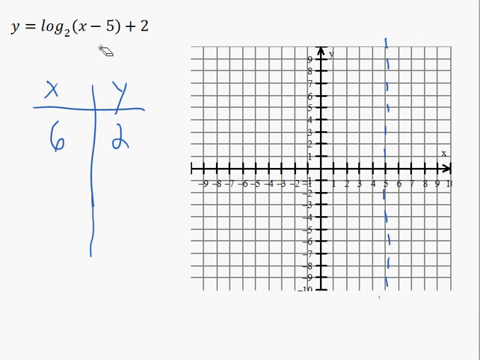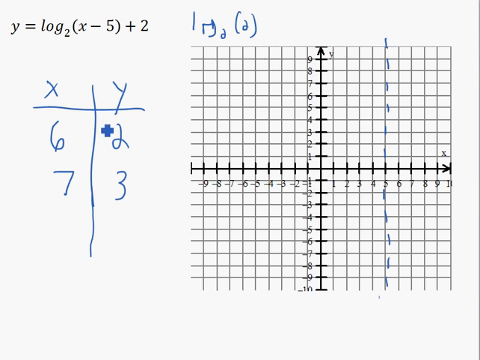The next number that I'd try to use here, I wouldn't choose x equals 6 again. Okay, 7 works out. We can choose x equals 7 because that gives us log base 2 of 2. Well, log base 2 of 2, again, says 2 to what power is 2? Well, 1. 1 plus 2 is 3.